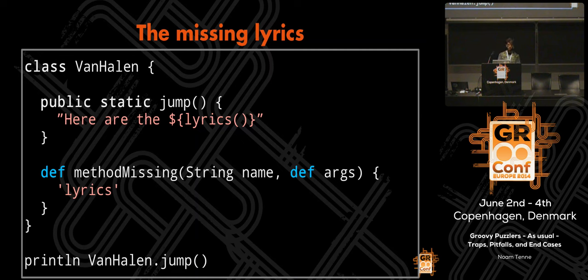And then I call a method which didn't exist, called lyrics. Called by methodMissing, and it will return the lyrics. Pretty straightforward.